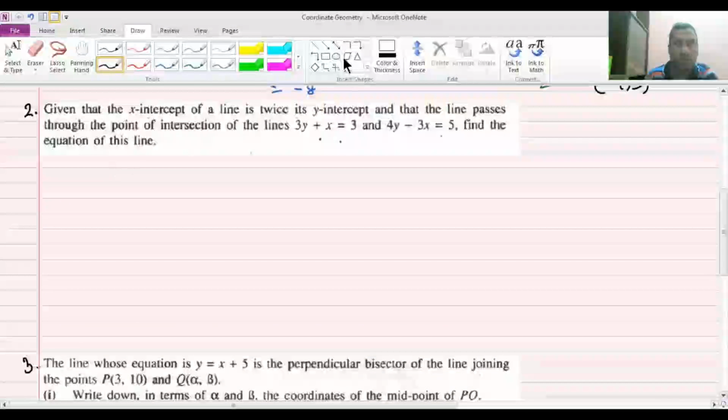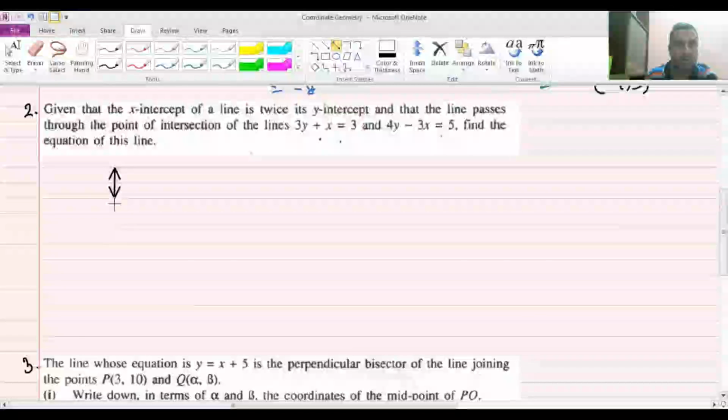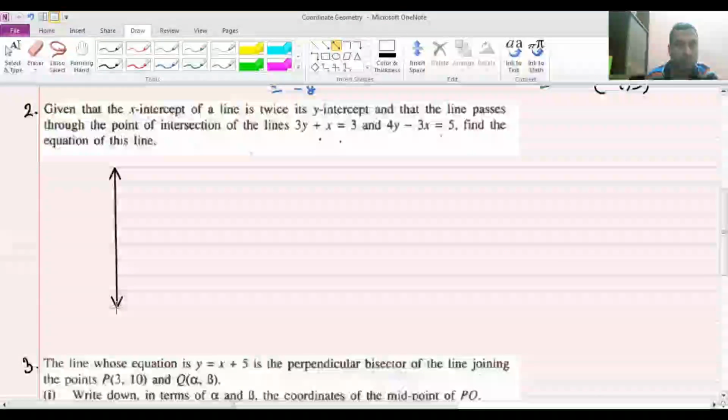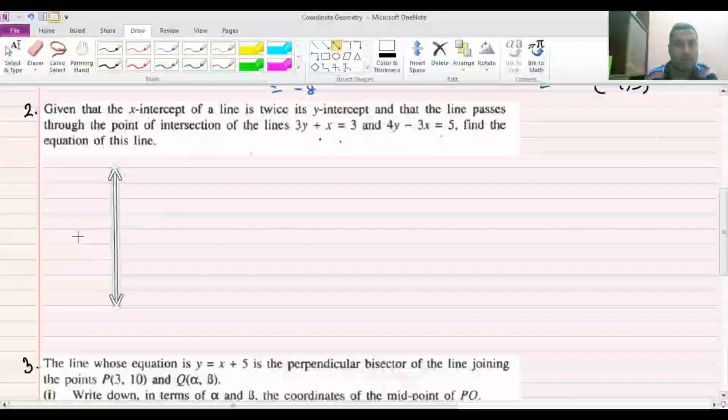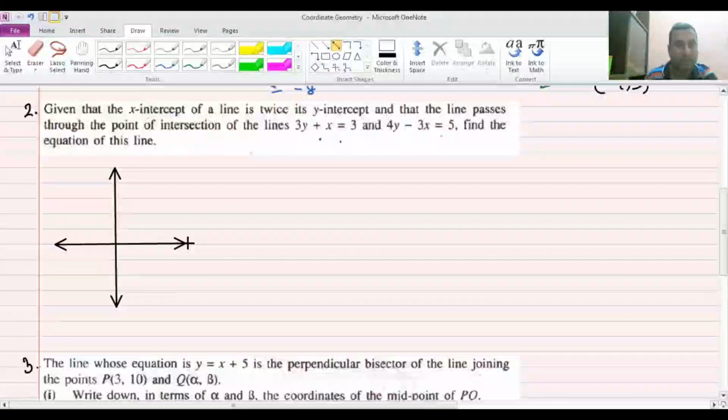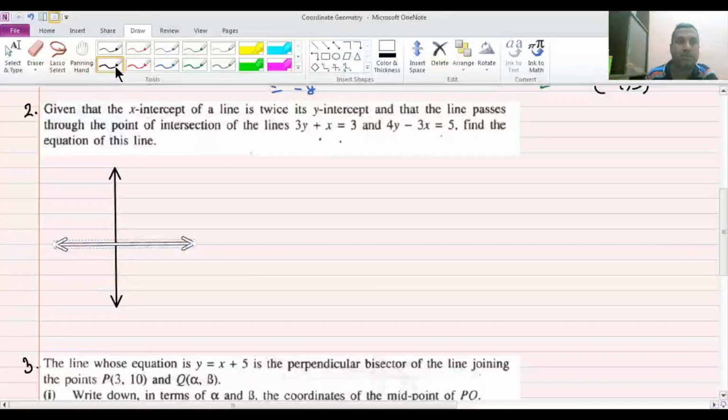Suppose this is the y-axis and this is the x-axis. So let me consider here the x-intercept is twice the y-intercept. So the y-intercept is more, or sorry, the x-intercept is more.